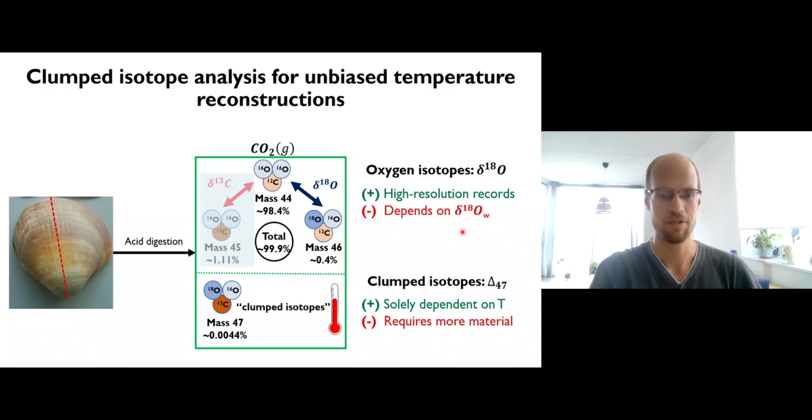The disadvantage of this method is that you can already see that these isotopologues with two rare isotopes are even more rare than the rare oxygen isotopes. So we require more material. That's why in my research I work on ways to get around this problem of requiring more material, so we can get high resolution records from this clumped isotope technique.